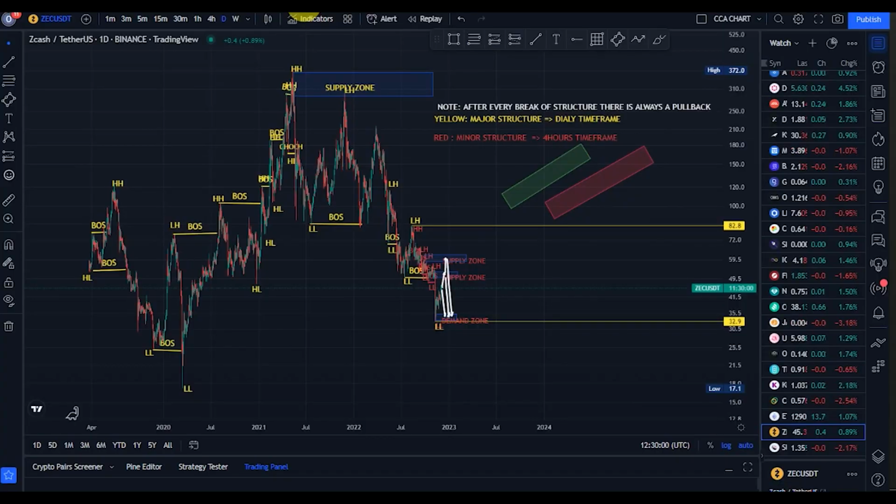Guys, welcome to the Zcash USDT price chart. As you can see, I've already labeled out my market structure. I used yellow to map out my major structure, which is my daily time frame, and I used red to map out my minor structure, which is my 4-hour time frame.